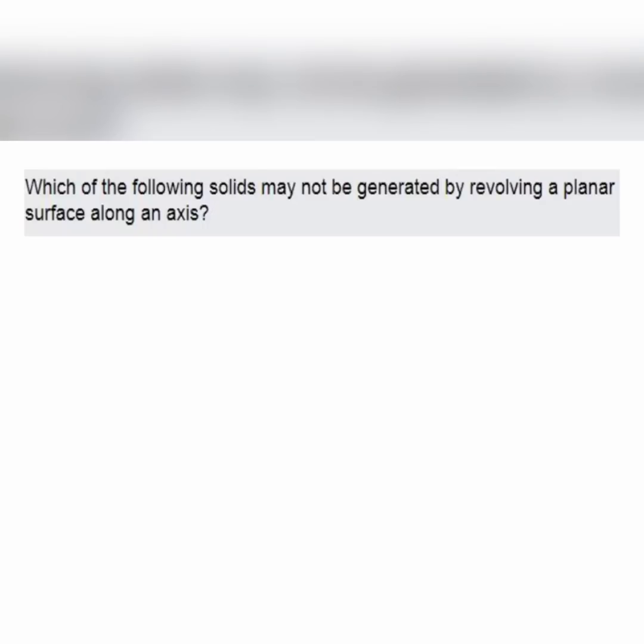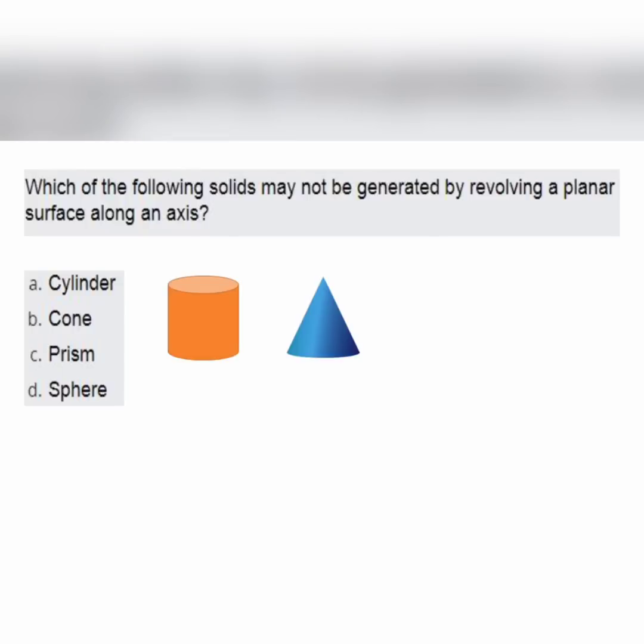Coming to the first question, which of the following solids may not be generated by revolving a planar surface along an axis? We have options cylinder, cone, prism, and sphere. Here we can see the shapes. The common property among the cylinder, cone, and sphere is that all have curved surfaces.